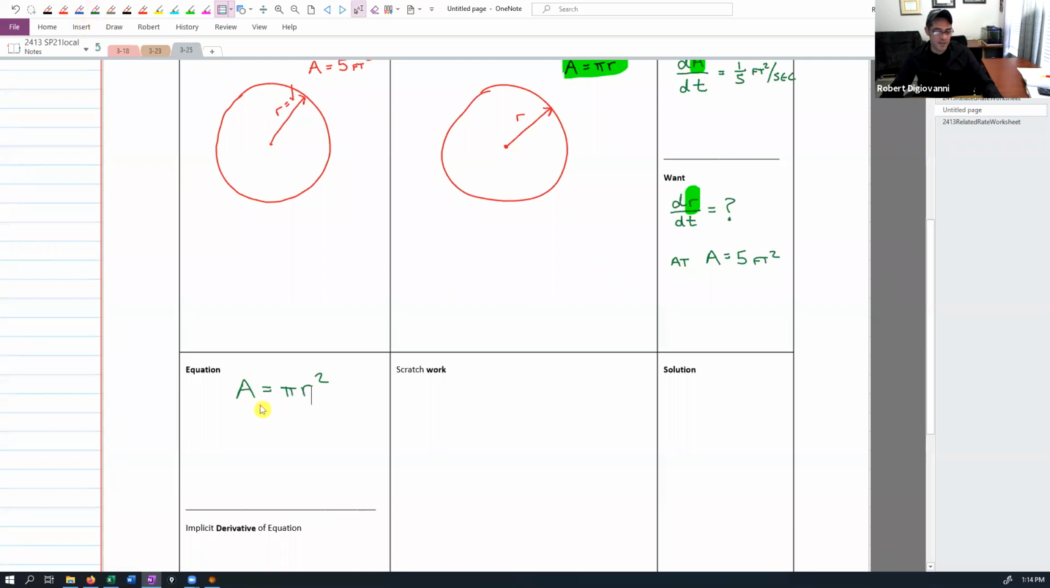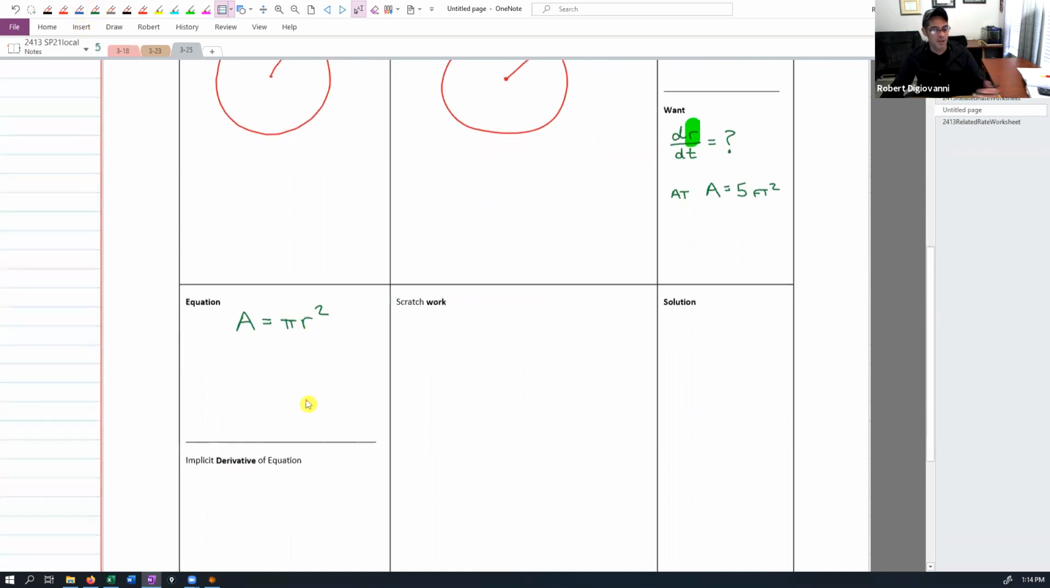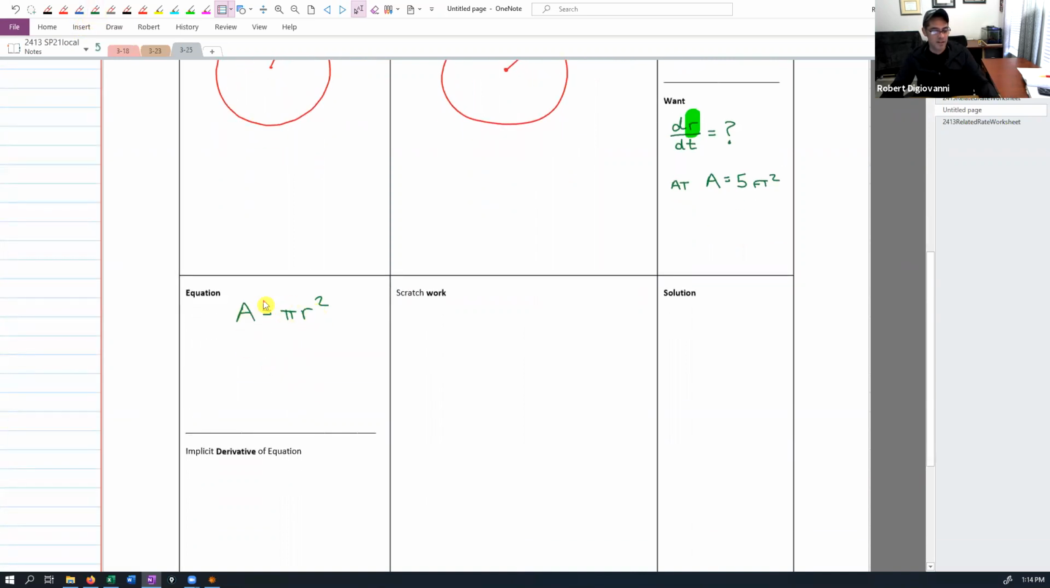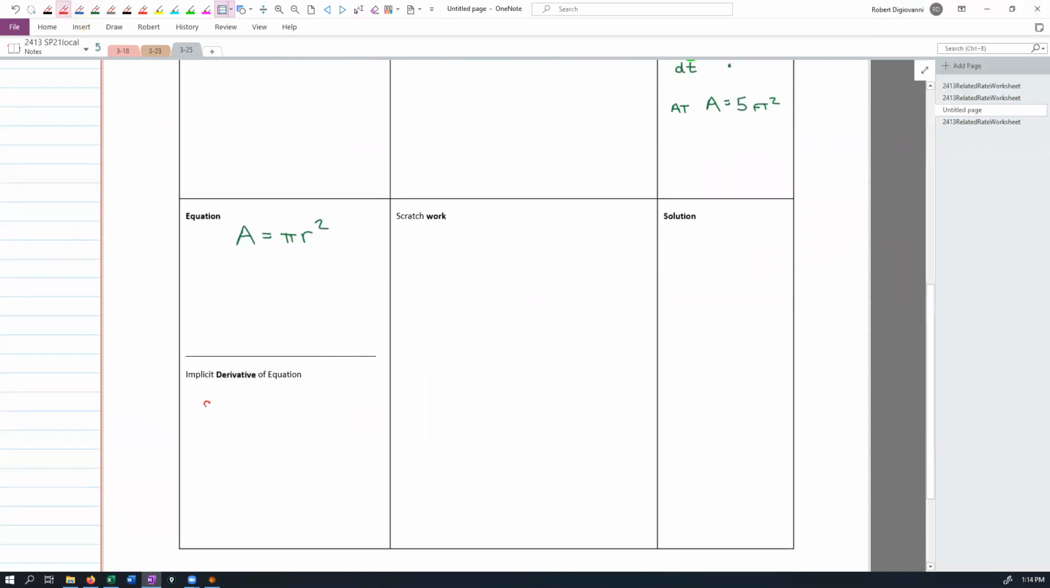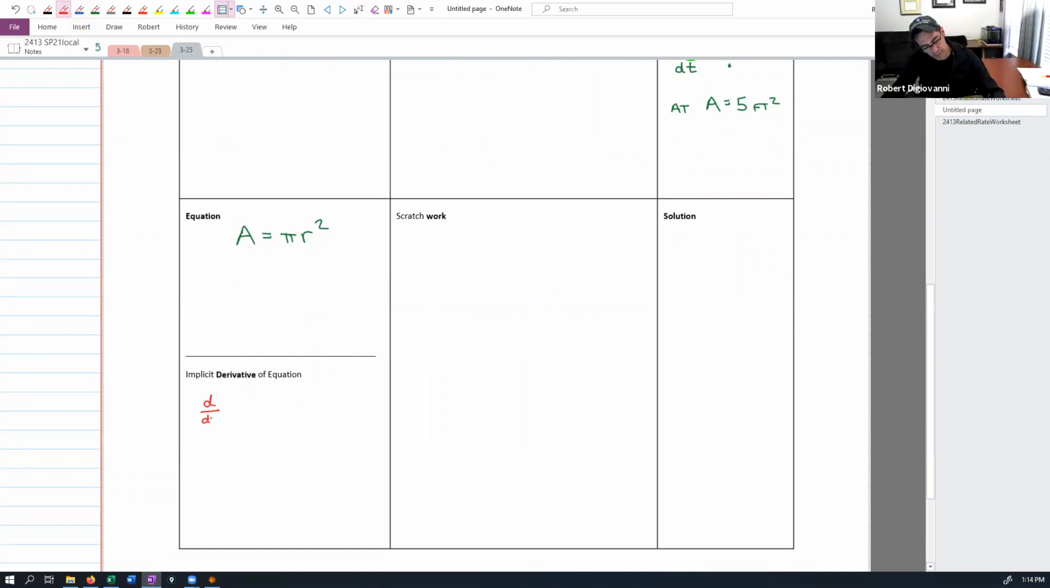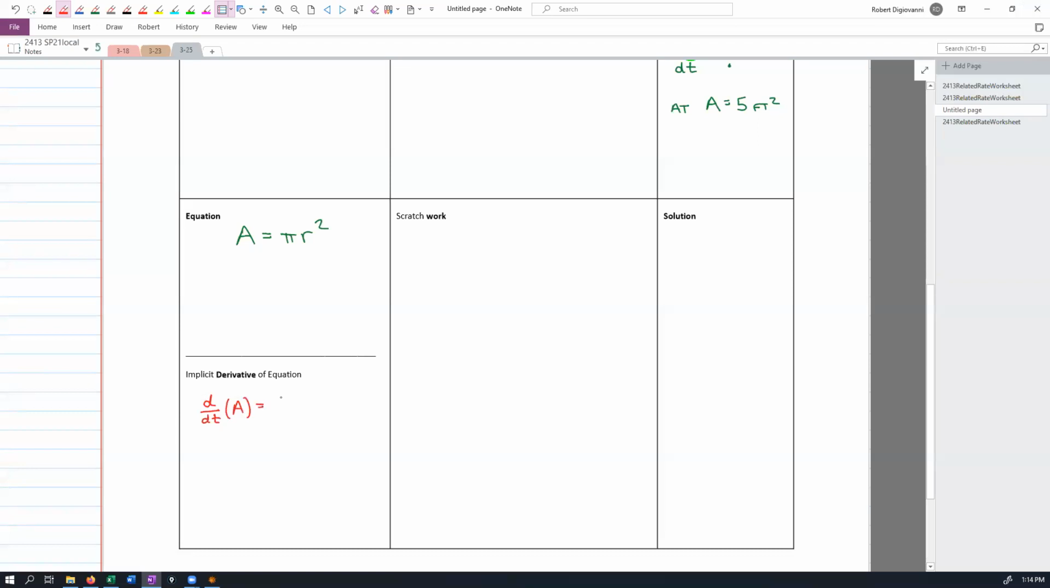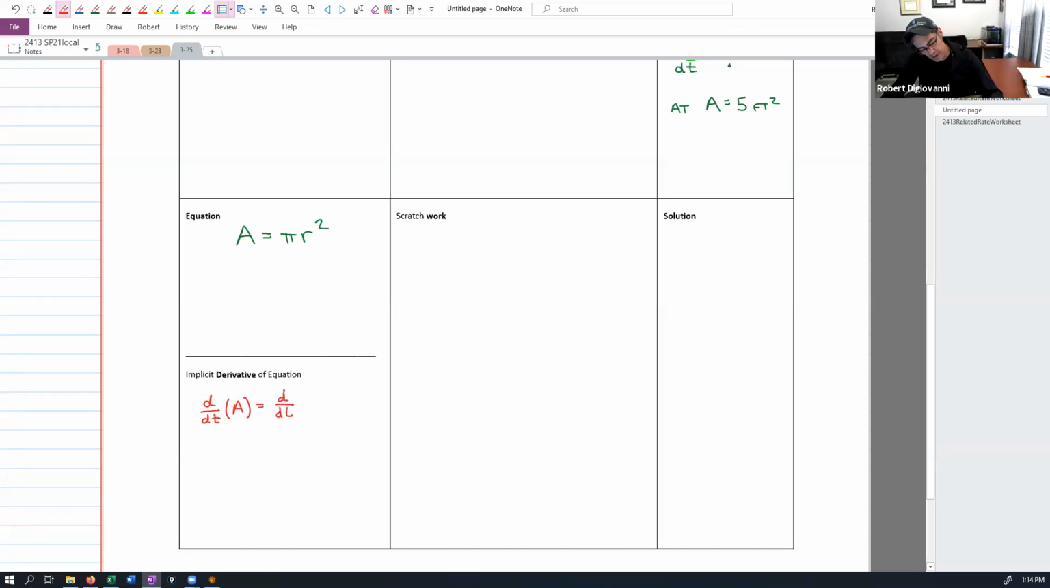Once we have this, do not plug in 5 for area. Do not do that. You want to look at the general equation, and at this point is where we do implicit differentiation. And so I'm going to take the derivative on both sides of this equation with respect to what variable? Time. My bad. Time. So we're going to do the derivative on the left side with respect to time, and the derivative on the right side with respect to time.